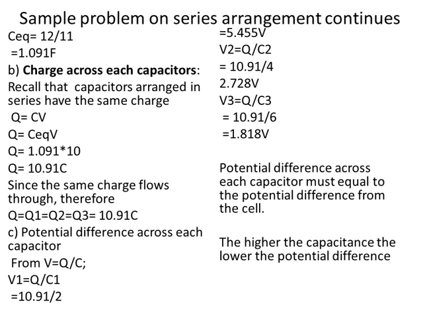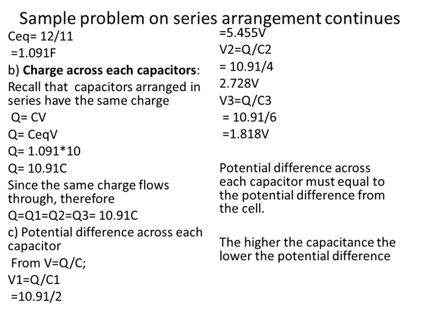You get your V2 to be 10.91 divided by 4, and it gives us 2.728 volts. Then you get your V3, which equals 10.91 divided by 6, which is 1.818 volts. Now the potential differences across each of the capacitors must add up to the potential difference supplied by the cell. You remember that 10 volts is being supplied through the cell. So when you add V1 plus V2 plus V3, it must approximately equal 10 volts.